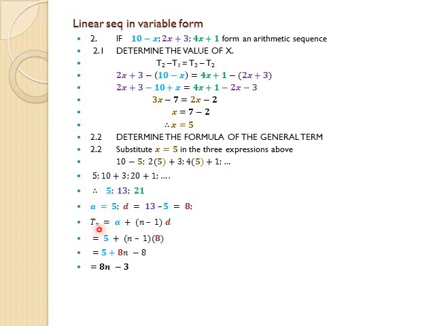Alright? So formula Tn equal a plus n minus 1 times d. A is 5, d is 8. 8 times n would give me 8n. 8 times minus 1 would give me negative 8. From there 5 minus 8 would then give me minus 3. So my formula is simply Tn equal 8n minus 3.